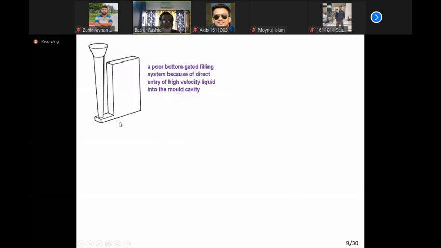Similarly, this one. This is a bottom pouring system, but liquid metal enters the mold cavity directly. As a result, the velocity of the liquid metal after this high fall cannot be controlled. Liquid metal flows with this very high velocity into the mold cavity. So it will strike the opposite end of the mold cavity, and it will damage the other side, and there will be a lot of splashing, mold erosion, and so on. So although it is a bottom gating system, because of its design, it is very bad.